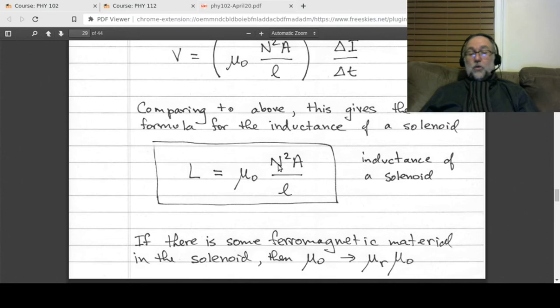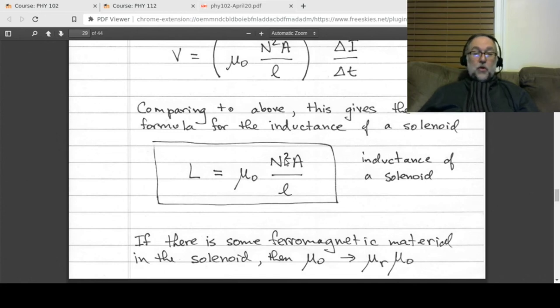How does it go? Well, the more windings there are, the more inductance there is. The bigger the cross-sectional area, the more B field you have in there, because the bigger the area, the more B field you're capturing, the bigger the inductance. And the shorter the solenoid, in other words, the more dense the windings are, the bigger the inductance. And of course, mu naught is just that permeability of free space. Okay, there it is, and we're going to use this to solve a problem in just a second.